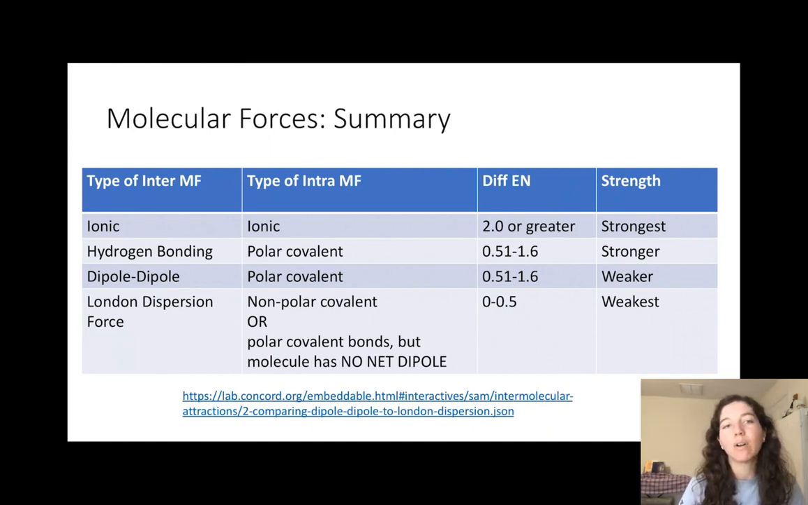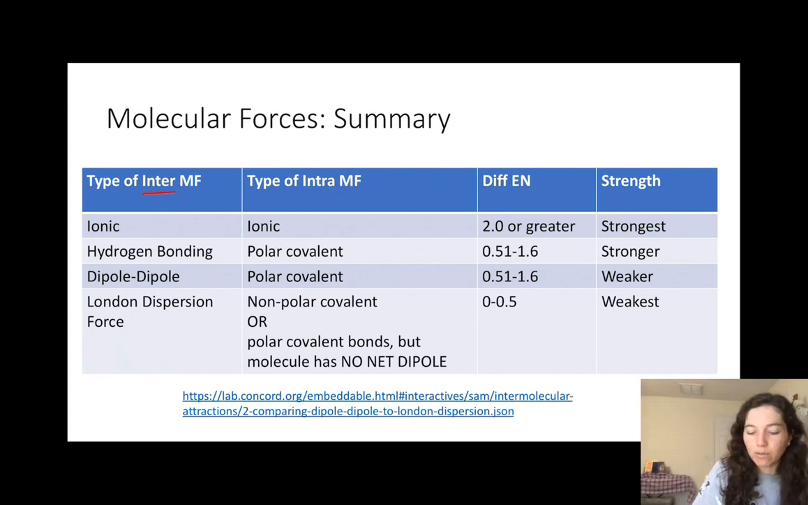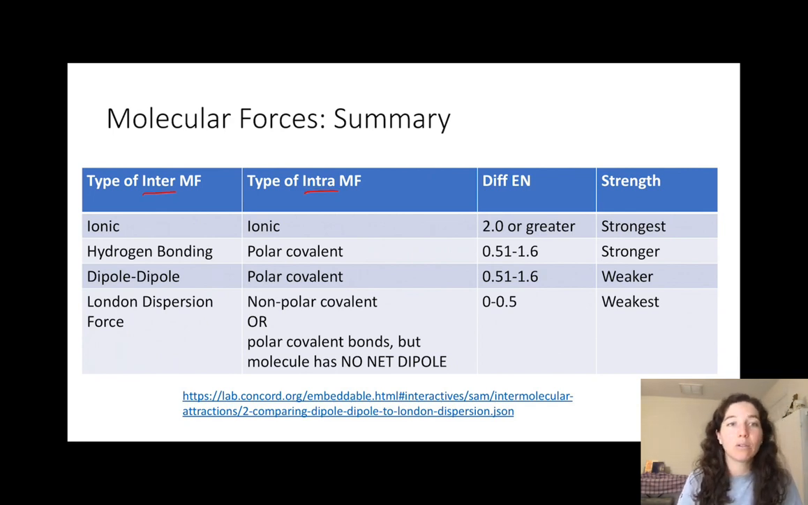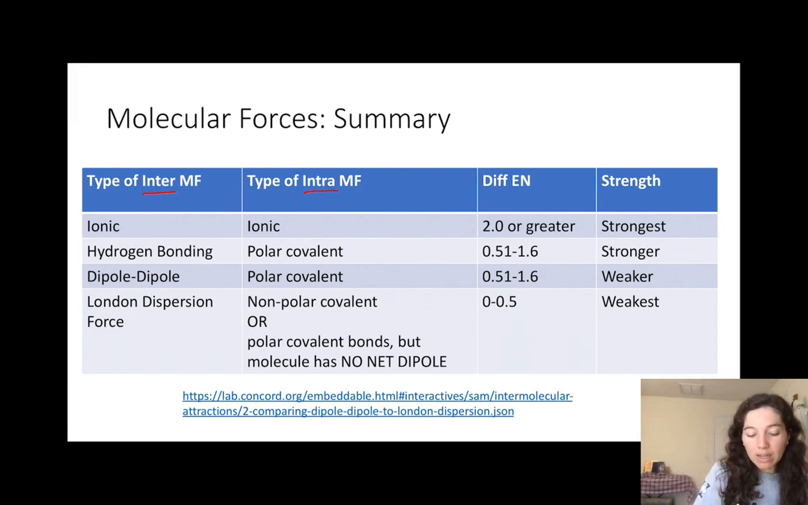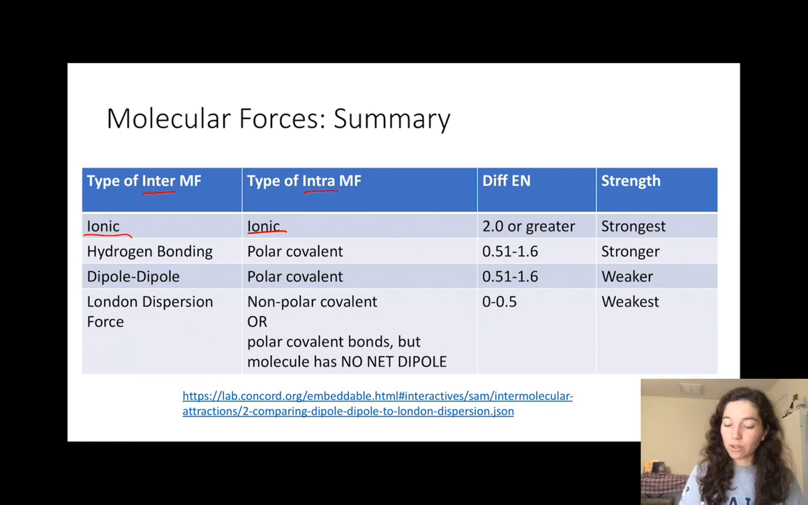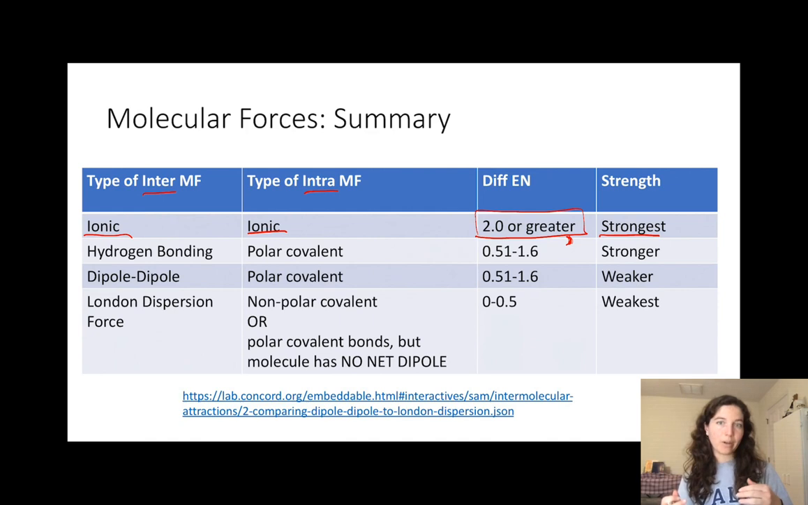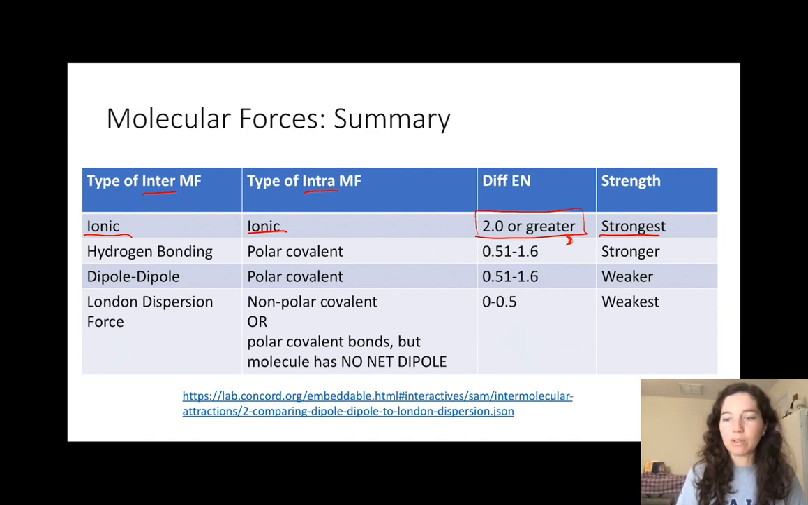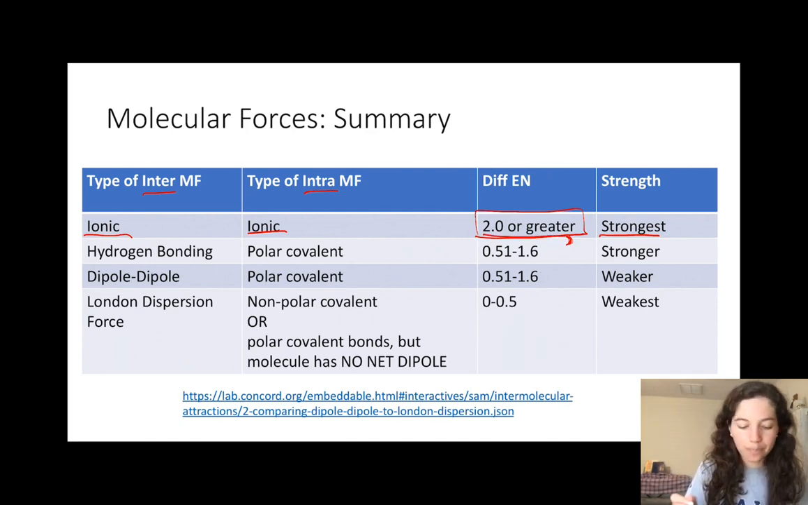So here's a summary of all of the different types of intermolecular forces we've learned and intramolecular forces and what they correspond to. So our ionic bonding is both an inter- and intramolecular force. It occurs when you have an electronegativity difference of 2 or greater. It is the strongest. We also know that sometimes ionic compounds can fall in this gray area between 1.6 and 2.0, but most of the time it's going to be this 2.0 or greater.